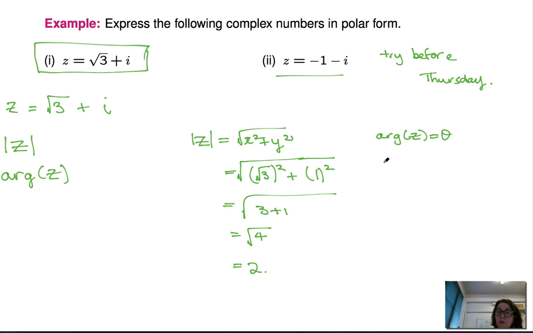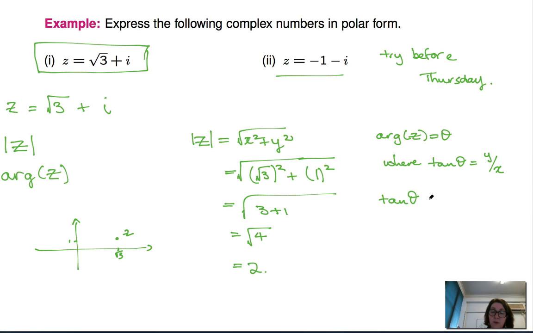And the argument of z is theta, where tan theta equals y on x. Now again, let's draw a picture so we know what quadrant we're in. So it's root 3 along the real axis, and it's 1 unit up the imaginary axis. So my complex number again is in the first quadrant in this example. So tan theta equals the y coefficient, which is just 1, and the x coefficient is root 3. So tan theta equals 1 on root 3.